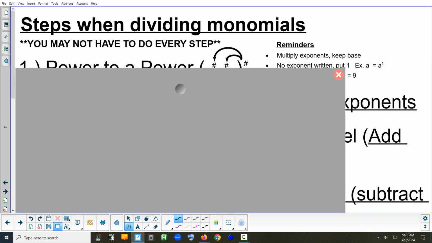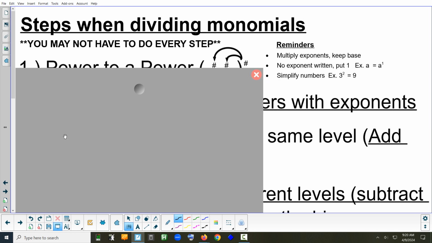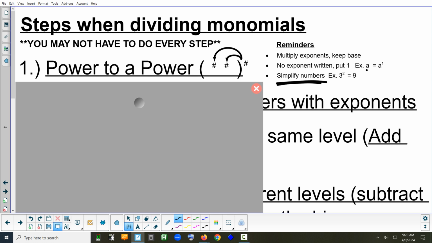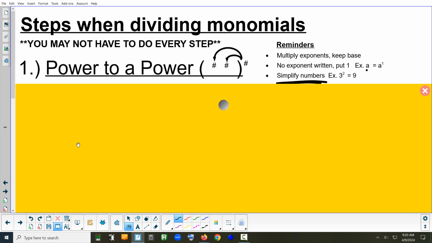Okay, so first of all, do you guys already have all these little reminders on the side? Yeah. Okay, so those are just general reminders. The first one, we're going to be keeping the base the same. Whether you're dividing or you're multiplying, the base never changes. If you have a variable that doesn't have an exponent on it, you can put a 1. We've been saying that all along. And you should simplify numbers. So for example, don't leave something as 3 to the 2nd power. Put 9. That's small enough. We should do that out. So those are just some general reminders.